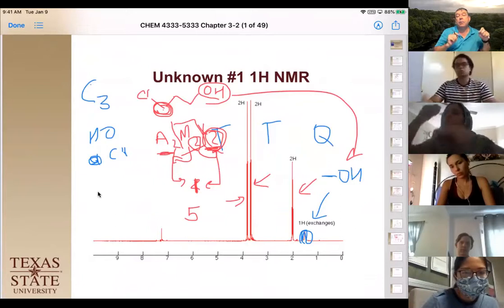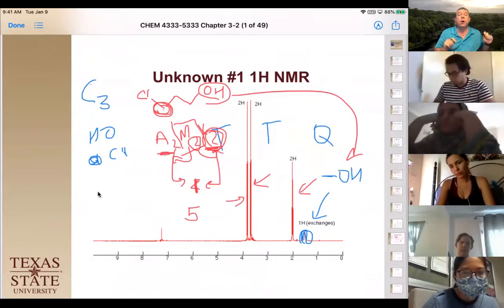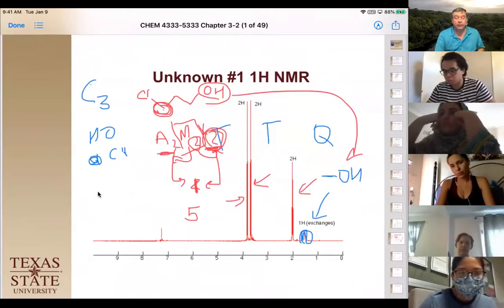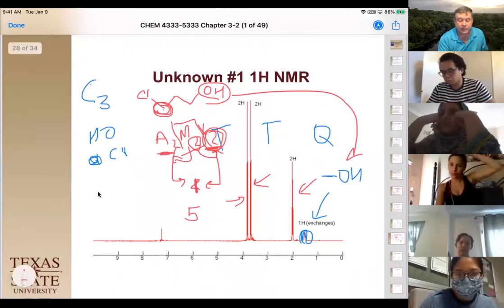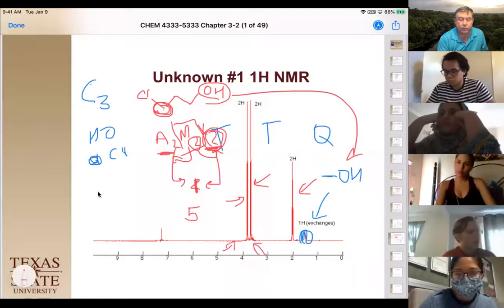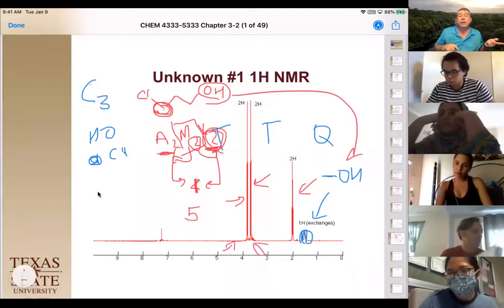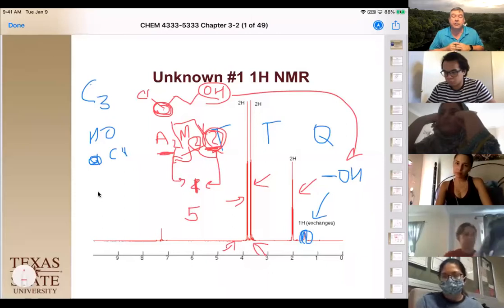Now, by integration, we knew they were all CH2s. By POPL, we knew which carbon was which. Now, the only thing we need to assign now is to figure out which of these is the one with the chlorine on it and which of these is the one with the hydroxide on it. And how would we determine that?